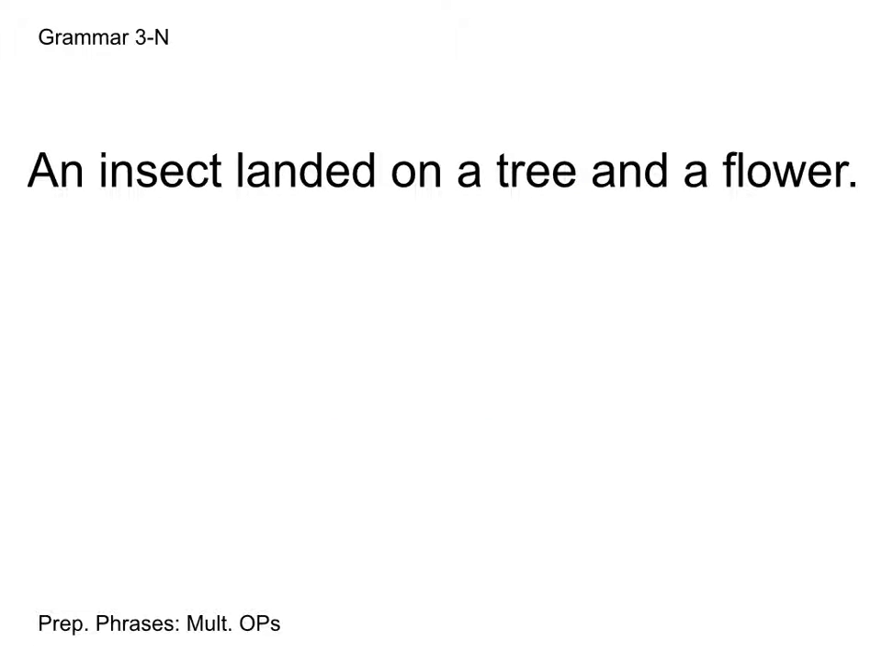We have the sentence, an insect landed on a tree and a flower. So first, let's get rid of our prepositional phrase. Our preposition is on, and then we are going to cross out the whole phrase. So on a tree and a flower. Notice that it's ending with a noun, but there's also another noun in there, tree. So that means that we have two objects of the preposition. They both need to be labeled OP. And now we just have an insect landed. So now we can easily see what is our subject and what is our verb. And now we have successfully identified the parts of speech and the functions of speech in this sentence.